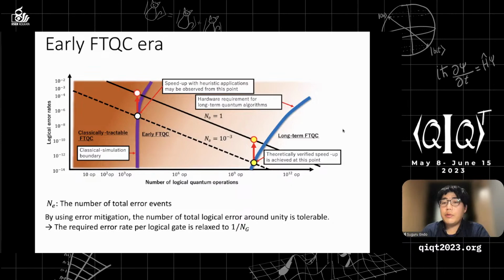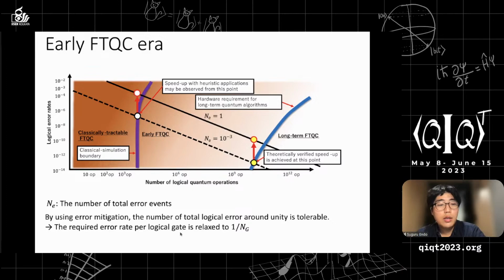And we find that quantum error mitigation can reduce the requirement of the hardware. For example, we can reduce the required logical error rate to this level in the early fault-tolerant quantum computing era. And even in the long-term FTQC era, we can also reduce the requirement of the logical error rates and so on.